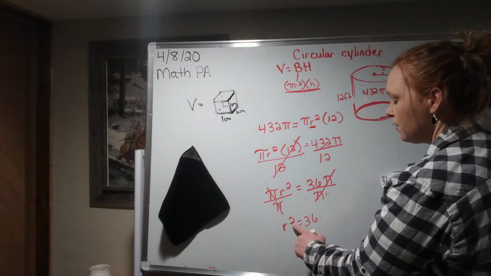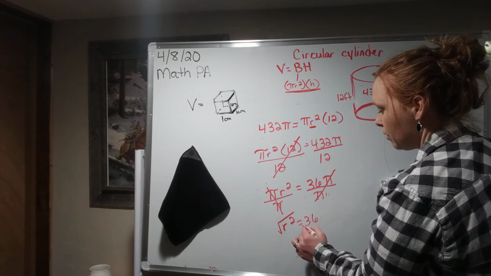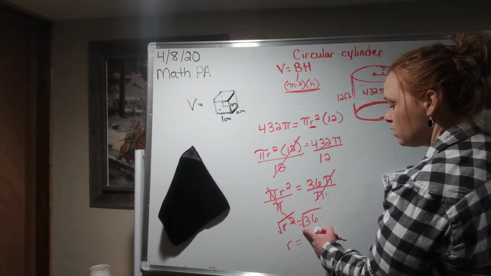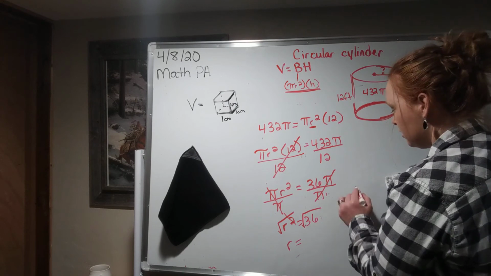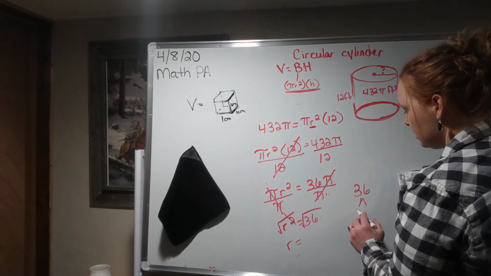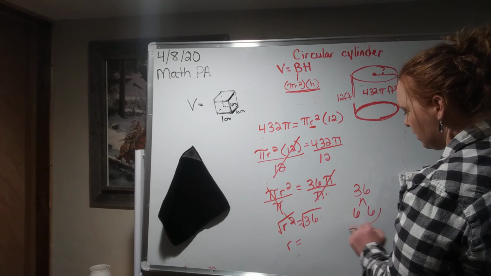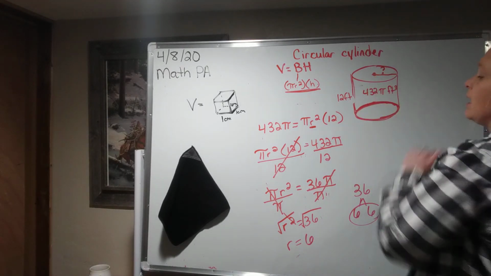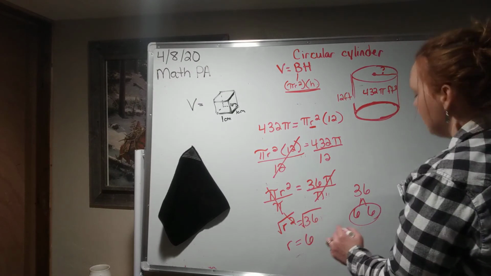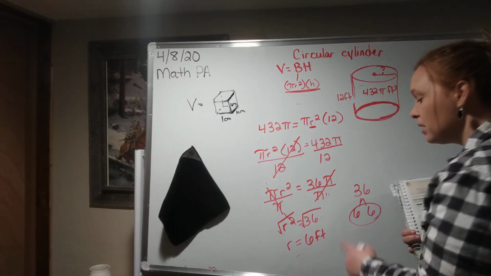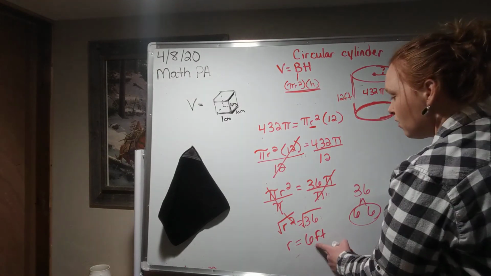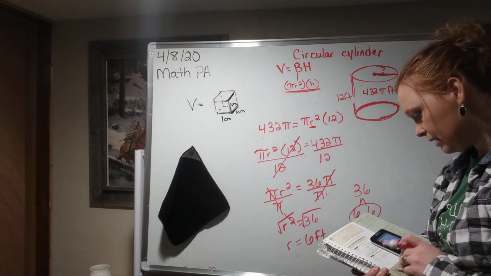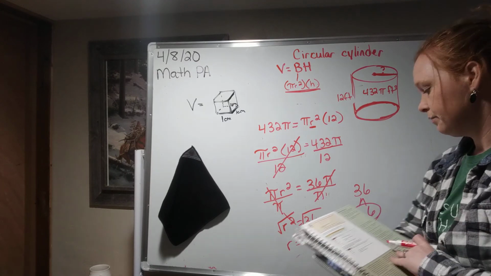How do I get rid of the square? Well, I take the square root of both sides. These cancel out. I'm left with r equals the square root of 36. So I can take my 36 and go 6 times 6. There it is. The answer is 6. So my radius is 6 what? It's 6 feet. Now don't put 6 feet cubed because this isn't volume. It's a straight line measurement. Okay, so the radius is 6 feet.